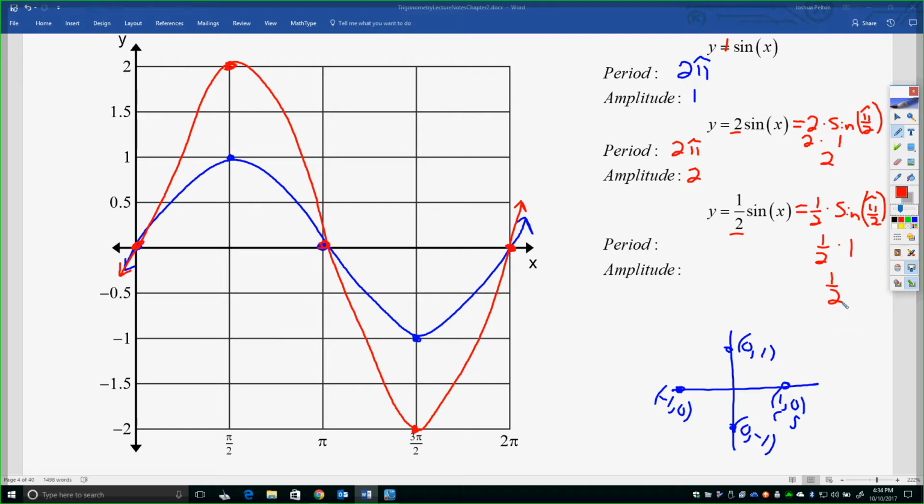So as a result, when I do a different color here, green, I'll get 1/2 times 0 is 0, 1/2 times 1 is 1/2, 1/2 times 0 is 0, 1/2 times -1 is -1/2, and 1/2 times 0 is 0. So we'll get a new graph there, with the period still 2 pi, but now my amplitude is 1/2. Okay. Alright, pause the video and try the student problem on the next page.